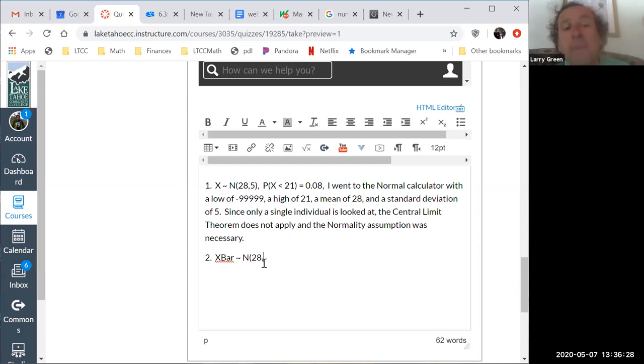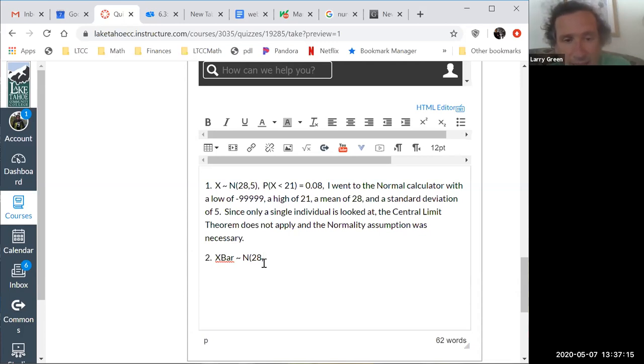So since we're looking at means, mu sub X bar is mu. Okay, does the 5 change, or does the 5 stay the same? What do you think? Okay, the answer is the 5 changes. Because now we're talking about a sample size of 6, and we're taking an average. And when you're taking an average, sigma sub X bar is not sigma. Sigma sub X bar is sigma divided by the square root of the sample size. Do you remember that?